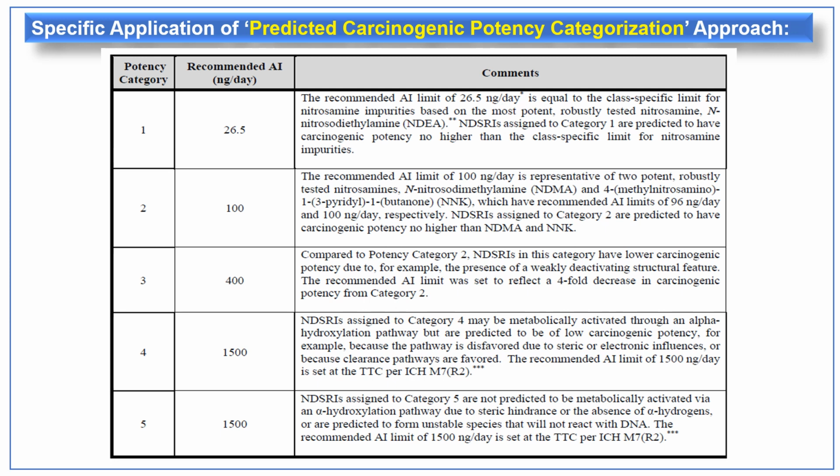And category 5 also has the limit of 1500 nanograms per day because they are predicted to be metabolically less favorable through the alpha hydroxylation pathway due to steric hindrance or absence of alpha hydrogen.